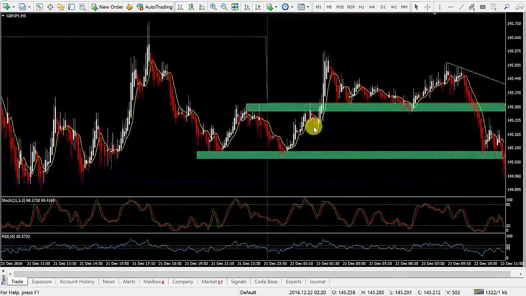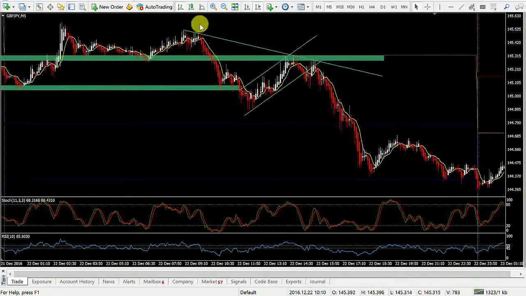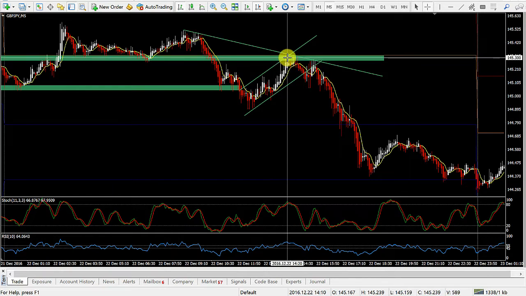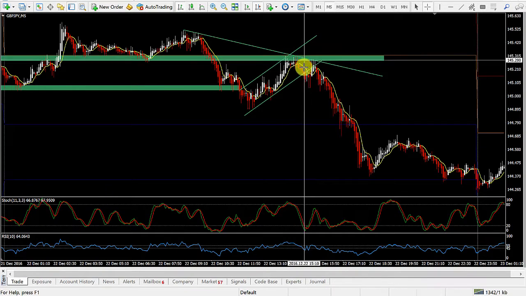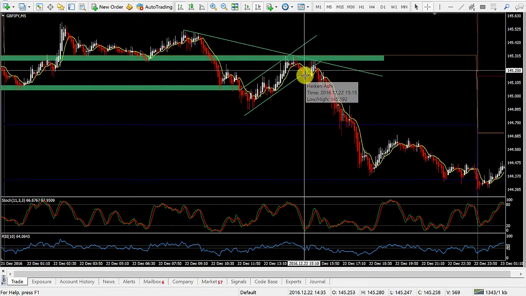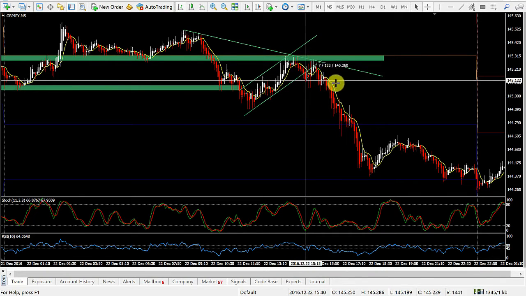Most important is you need a drive first, and then you need a channel in the opposite direction. You need 1, 2, 3 points to connect the fourth, and if you get a connection to the fourth point and a reaction, then the breakout at the fifth point is usually good for a nice trade.